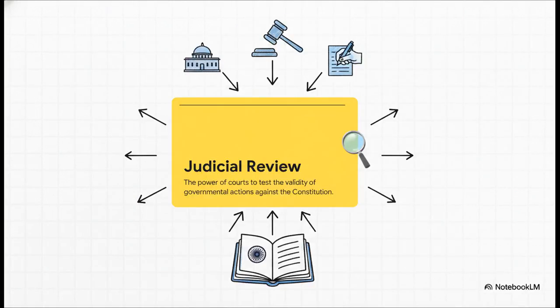So what is judicial review in formal terms? Well, in a nutshell, it's the power the courts have to put any government action under a constitutional microscope. And I mean any action, whether it's a law from the legislature, an order from the executive, or even a decision from a lower court. They test it against the Constitution, which is, of course, the supreme law of the land.